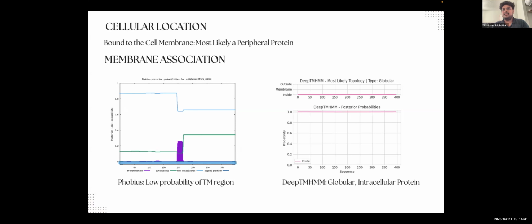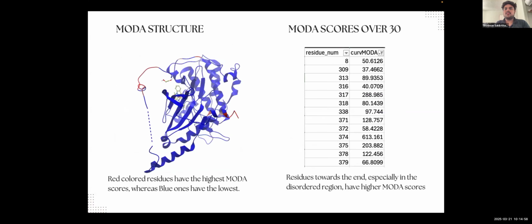However, given this plot has cytoplasmic and non-cytoplasmic regions, some portions may be near domains, but they are not interacting. And since this is a globular domain, it suggests that it cannot be a transmembrane protein. And since there are no membrane-spanning regions, it cannot be an integral membrane protein, so it has to be a peripheral protein. So here's the MODA structure.